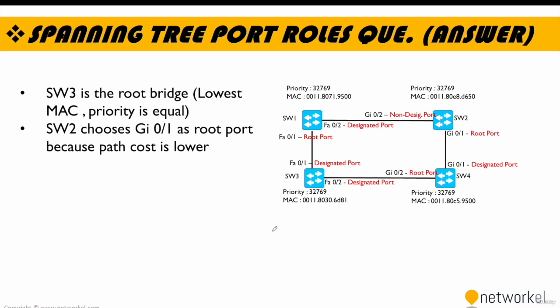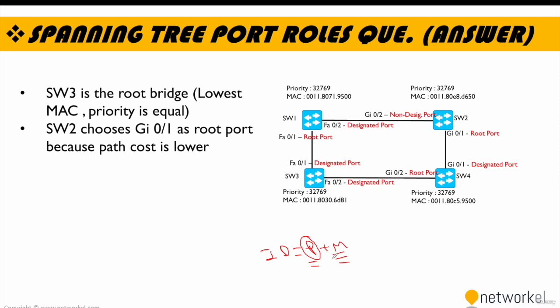Which one is my root bridge? That is the first question. So root bridge is the bridge which has the lowest bridge ID. And the bridge ID includes the priority value as well as the MAC address. First thing you need to check is the priority value. If any other switch has a lower priority compared to others, that will take over the root bridge role. Okay. If priority is equal, then you need to check the MAC address value. Whichever has the lowest MAC address, it will take over the role of the root bridge.